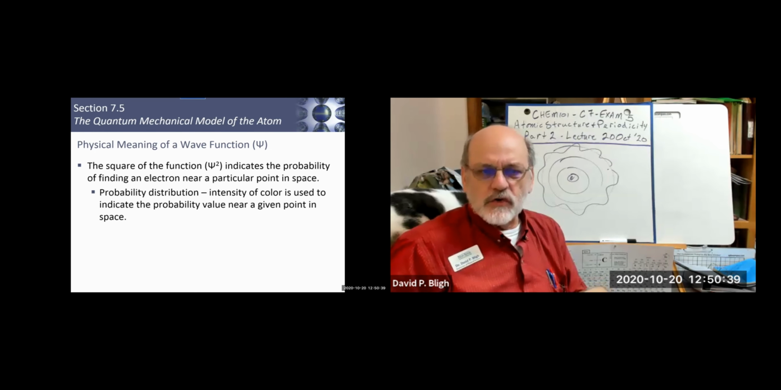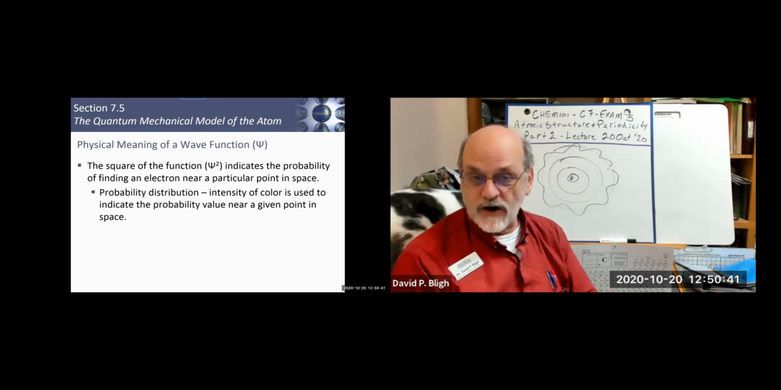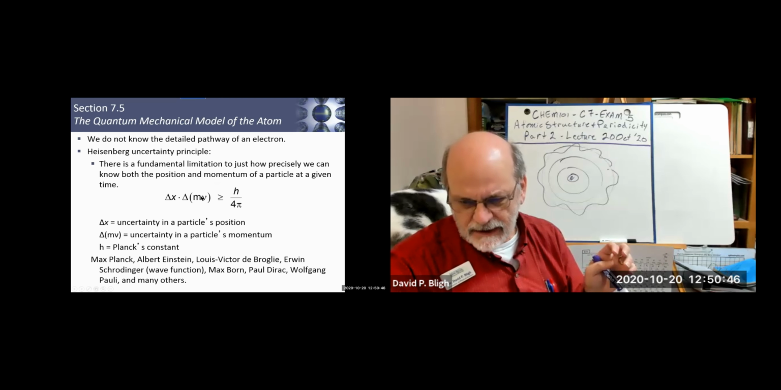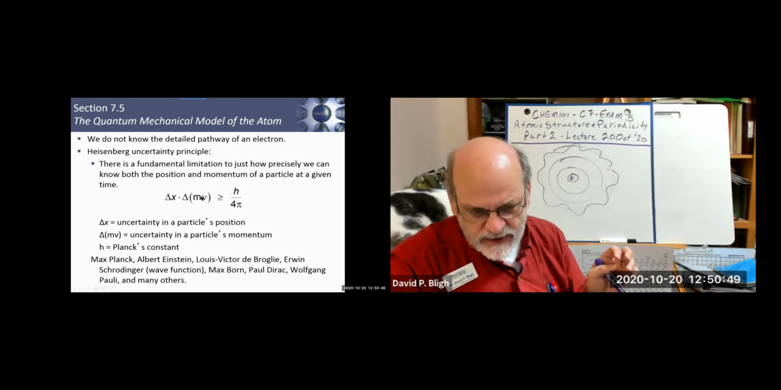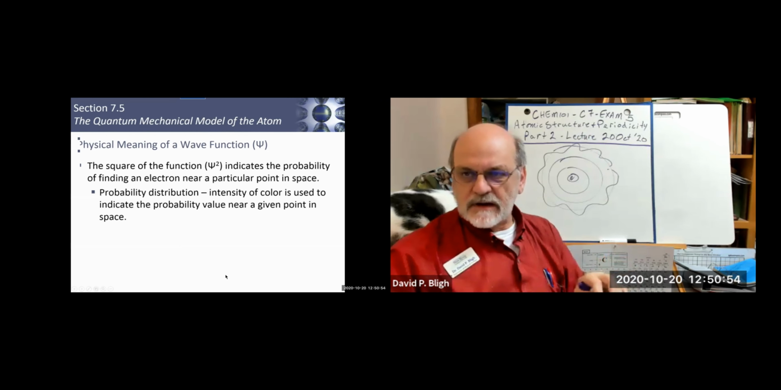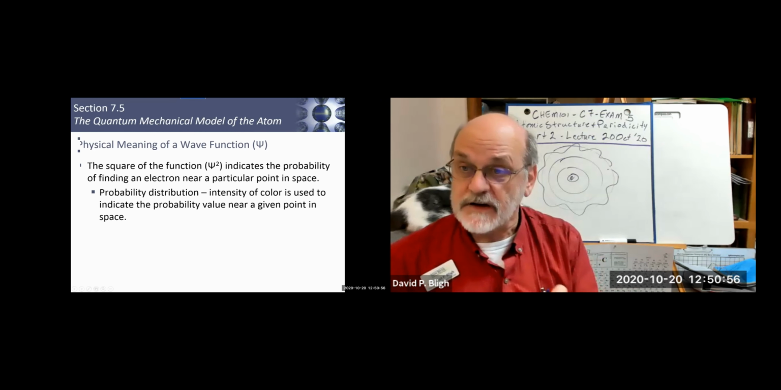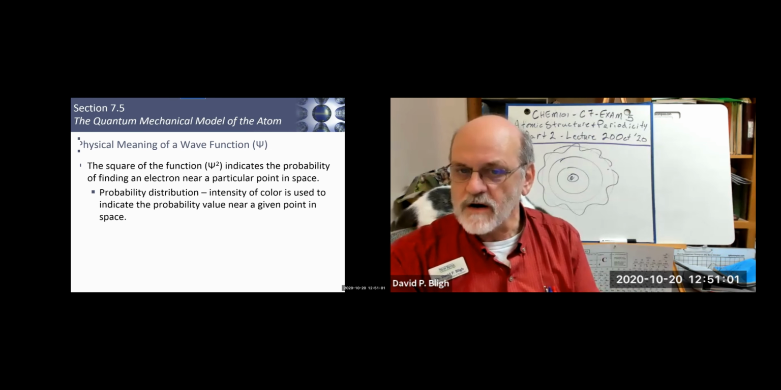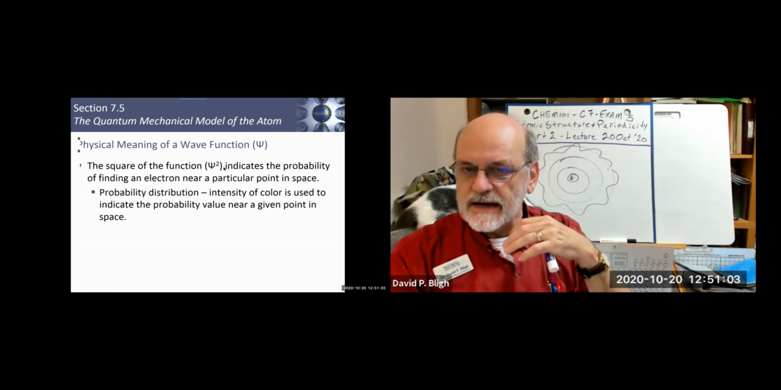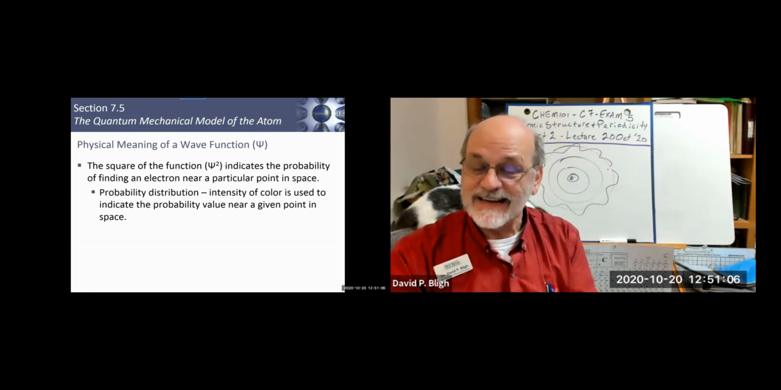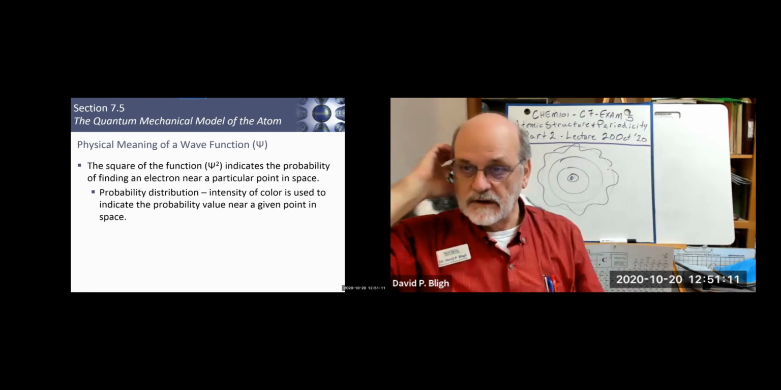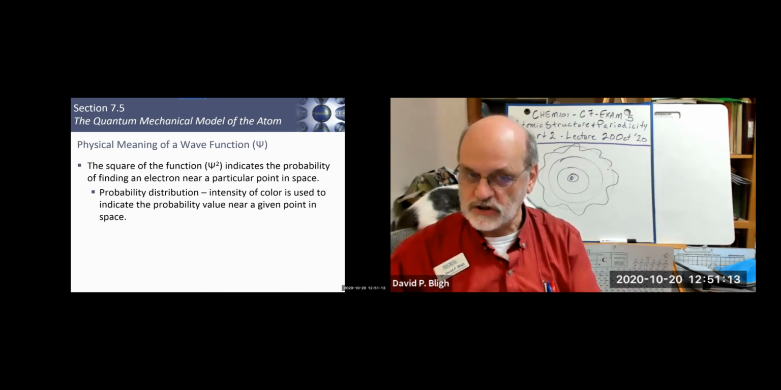So what use is the wave function? Well, there was another scientist who says, here's the significance of that wave function. If you square it, the square of the function is an indicator of the probability of finding an electron in a particular point in space. So it's part of the probability function.